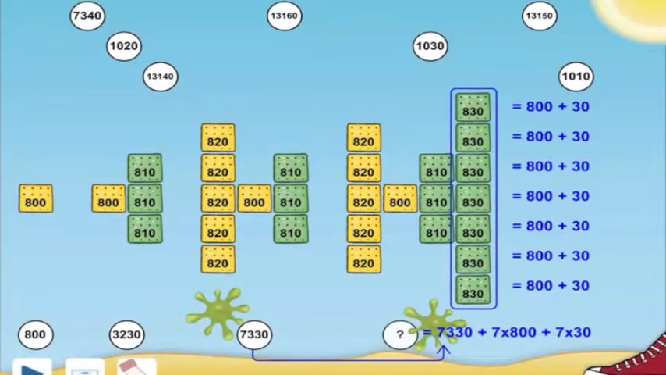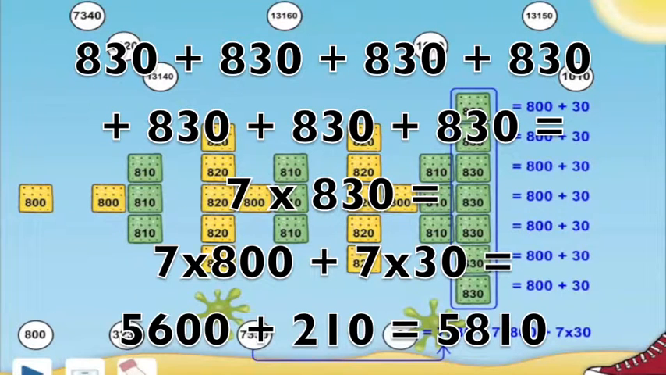We then have that 830 plus 830 plus 830 plus 830 plus 830 plus 830 plus 830, whew, is 7 830s, or the same as 7 times 830. And now we'll go to expanded form. 7 times 830 can be written as 7 times 800 plus 7 times 30.